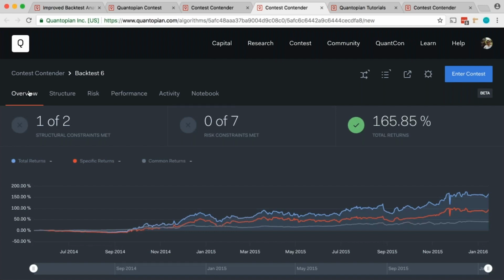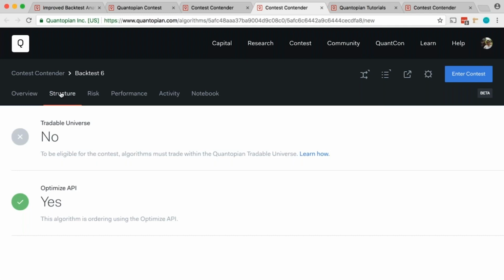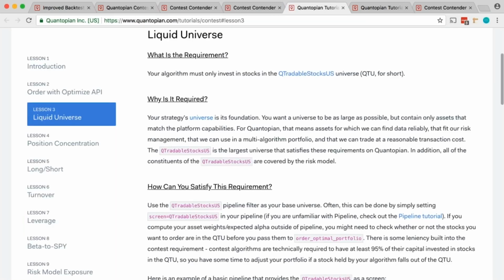And so that's kind of where my algorithm is right now. It has maybe some interesting facts about it, but it's not meeting the contest criteria. And as it stands, it would not get into the contest. So how would I go about fixing that if I wanted to change things? So we could look at the learn how links that are provided in each of these tabs. So for example, it says here that to be eligible for the contest, I need to trade within the tradable universe. And there's a link for me to go to learn how.